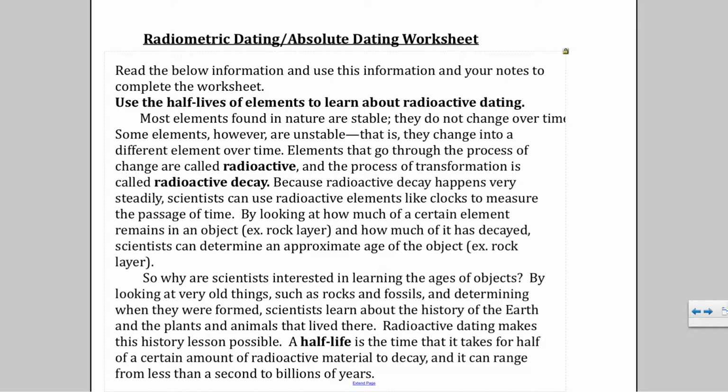Because radioactive decay happens very steadily, scientists can use radioactive elements like clocks to measure the passage of time. By looking at how much of a certain element remains in an object, example, rock layer, and how much it has decayed, scientists have determined an approximate age of the object, rock layer. Okay. That was wordy, but could someone break that down for me? What exactly does that mean?